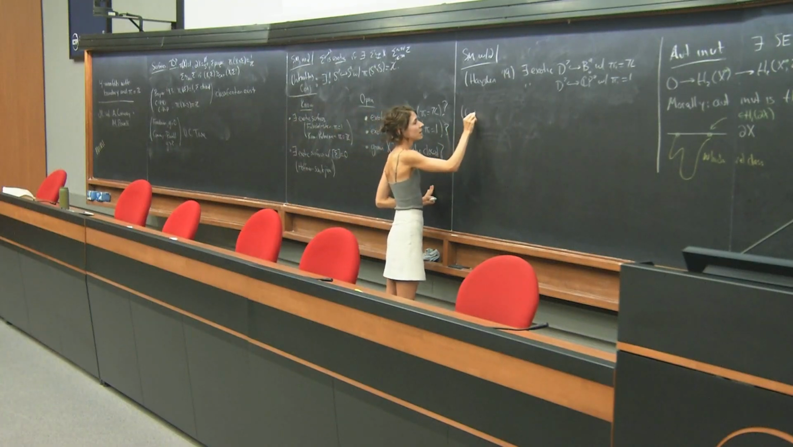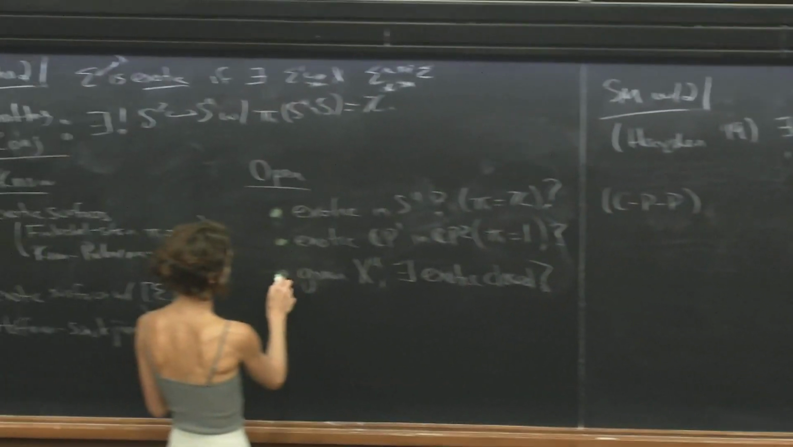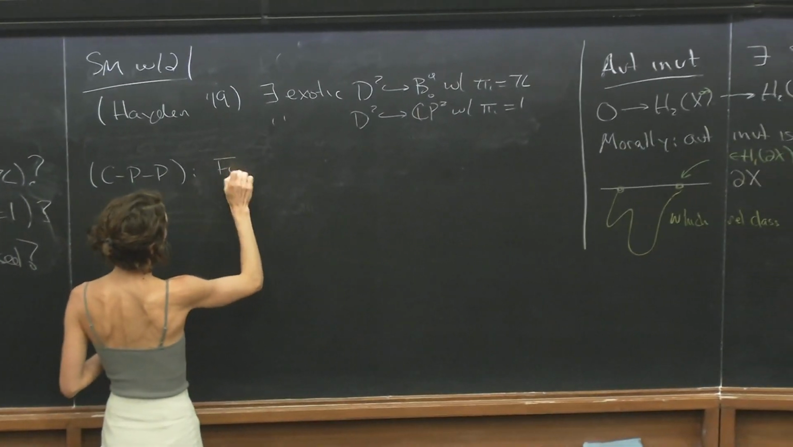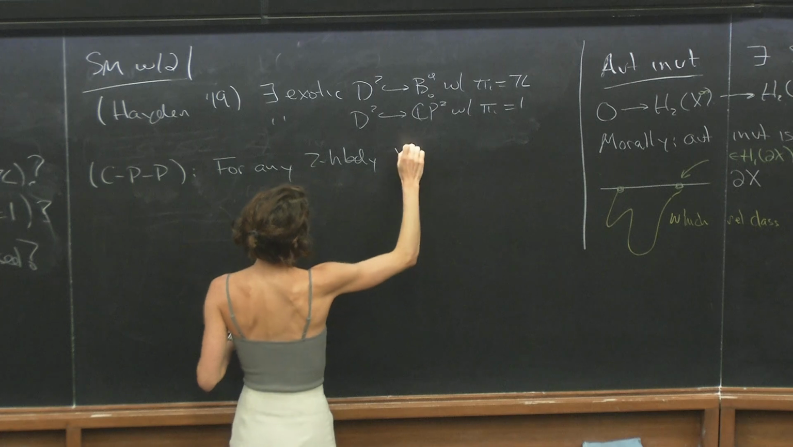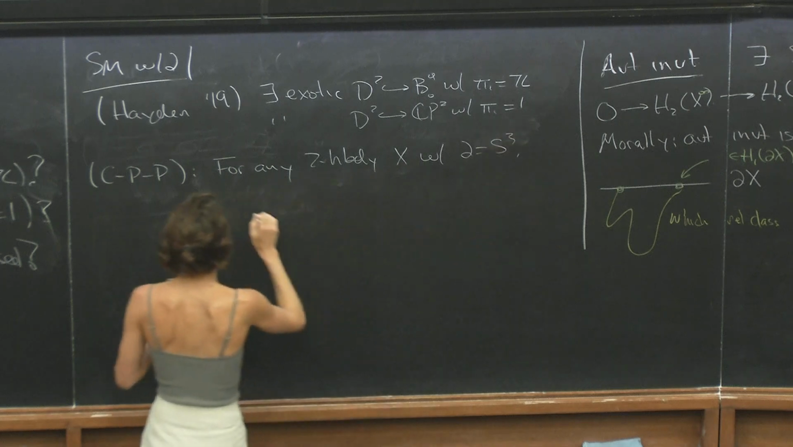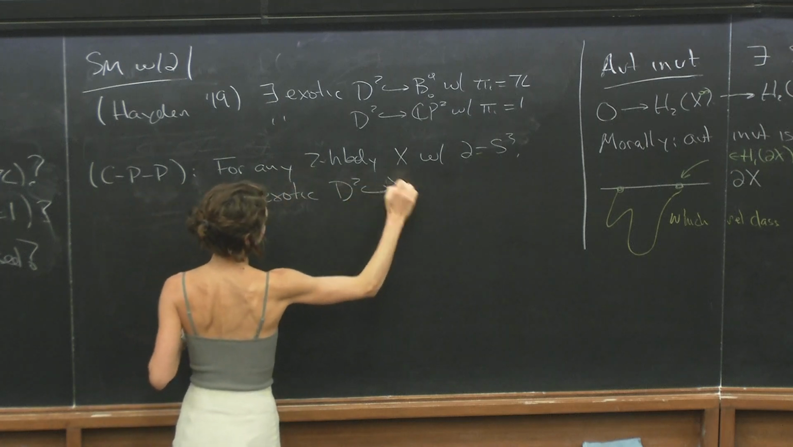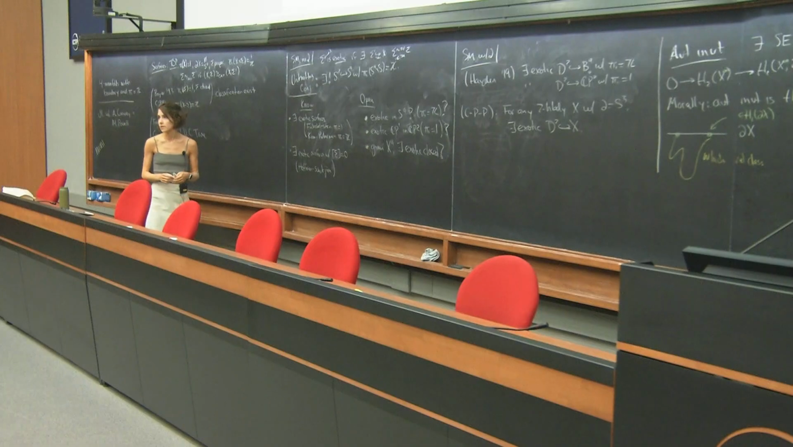And with Mark and Anthony, we answered a version of this question in the setting with boundary. So for any two-handlebody X with S3 boundary, there exists an exotic D2 in X. And all of these theorems can also be kicked up to surfaces of any genus. This is the simplest case.